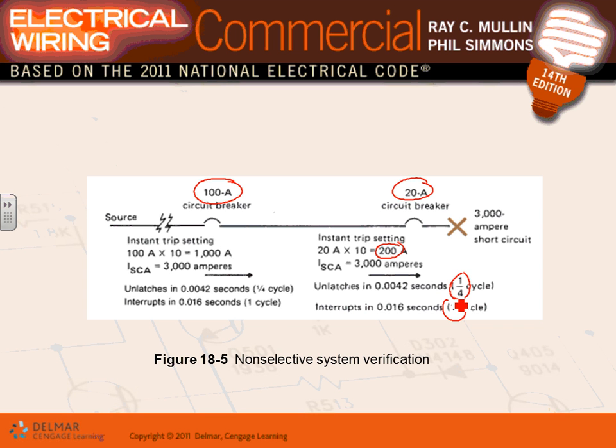The one above it is set the same way. Can you see that? These are the same settings. If they're set the same, then when you have a short circuit here, guess what? This will trip and this will trip, because both of them will see the short circuit and they're set to trip at the same value. No coordination, and that's what we call non-selective coordination.